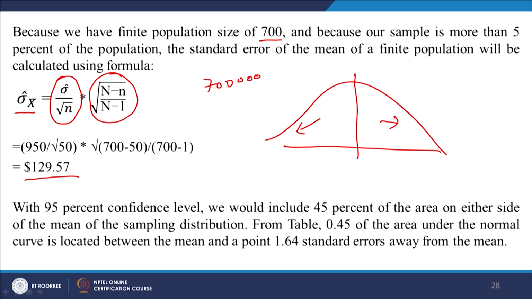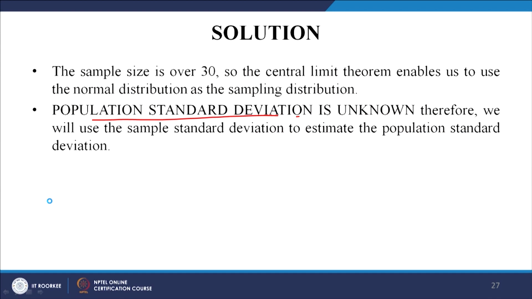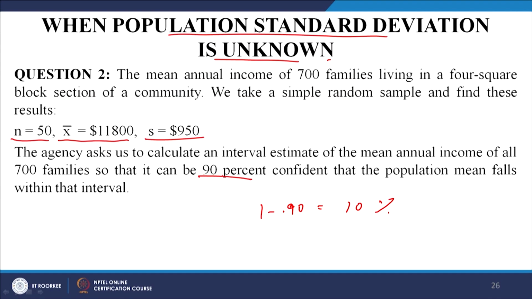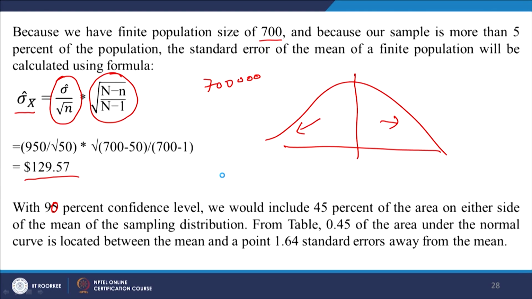So, we have divided this, oh sorry, this is not 95, this is a mistake, this is 90%. I think the question must have written 90%, it is a typological error, right. So, 90% confidence level, 45% this side, 45% this side. Okay. So, 0.45 area is from the Z table, and if you see, it is 1.64 standard error away from the mean.